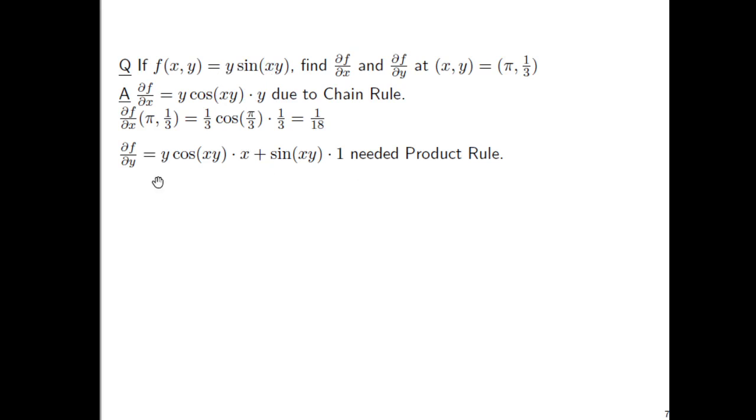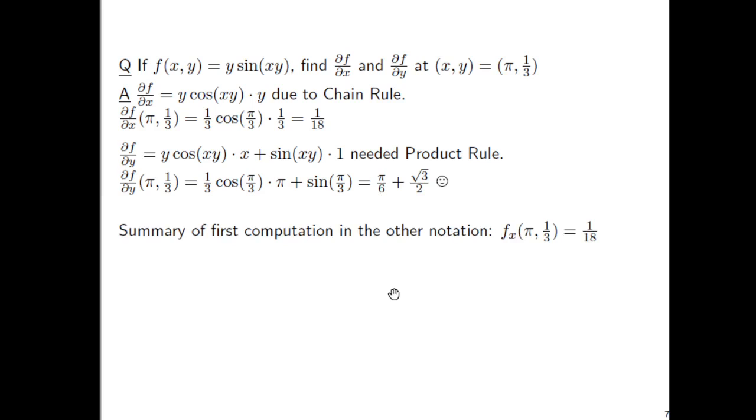So the first times the derivative of the second: y times cosine of xy times x, so this x pops out from the chain rule, plus the second half of the product rule. So copy the second part, sine of xy, there it is, times the derivative of the first, and y differentiates to 1. Then we will evaluate this at pi comma 1/3. It looks something like this, and I left out some details for you to think about, but I think you'll get pi over 6 plus root 3 over 2.